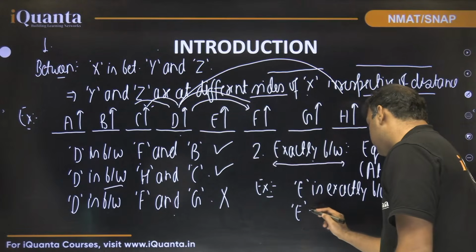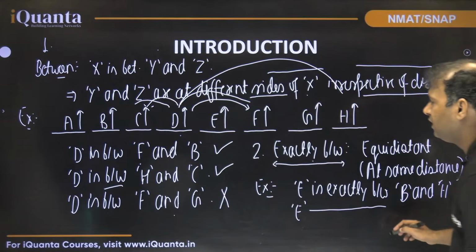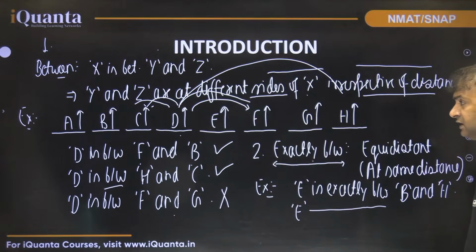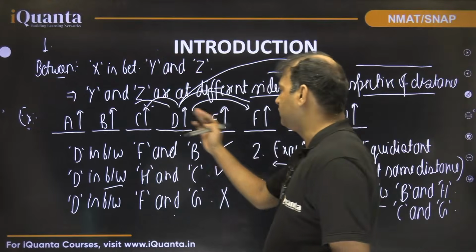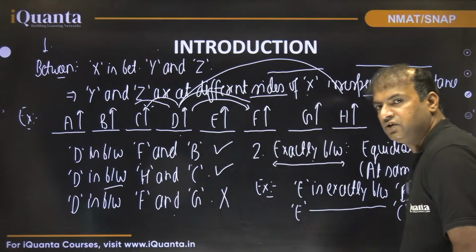Similarly, if I say that E is exactly between C and G, right? So this is also correct. I'm sure you agree with me because one of them is second left and the other one of them is second right. Okay, this is also correct.